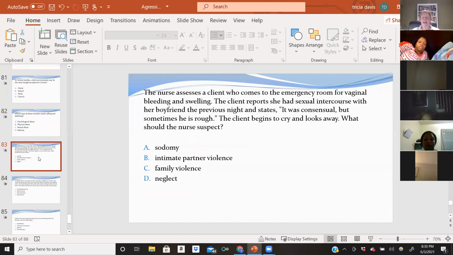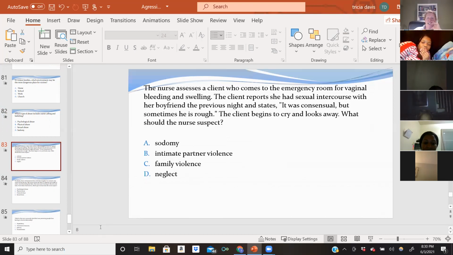The nurse assesses a client who comes to the emergency room for vaginal bleeding and swelling. The client reports she had sexual intercourse with her boyfriend the previous night and states it was consensual, but sometimes he is rough. The client begins to cry and looks away. What should the nurse suspect? Sodomy, intimate partner violence, family violence, or neglect? Intimate partner violence. B. Yes, B is the answer.